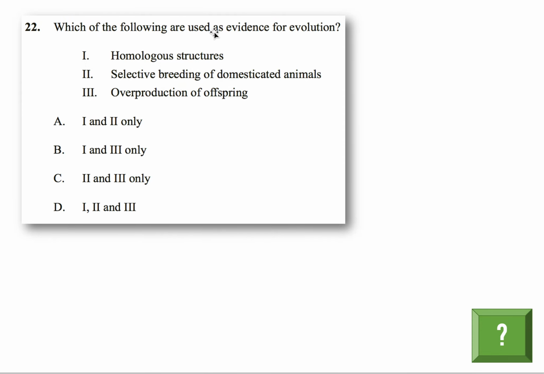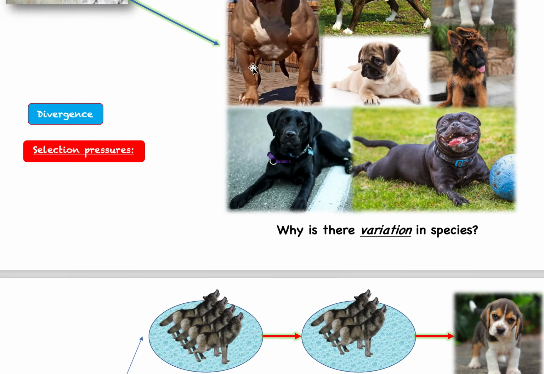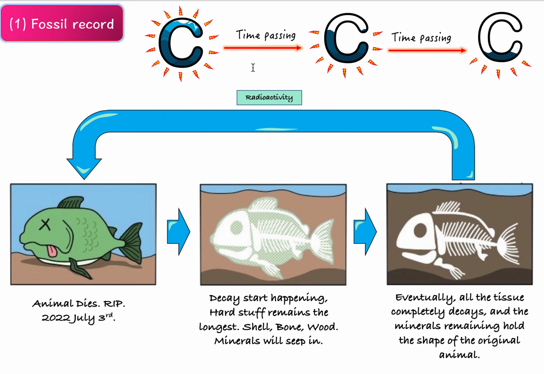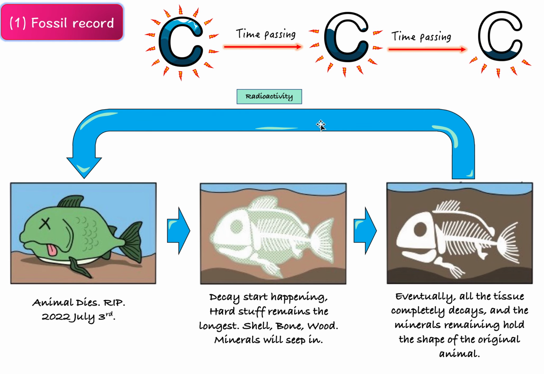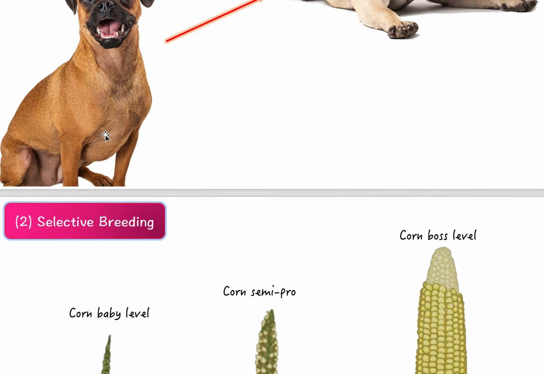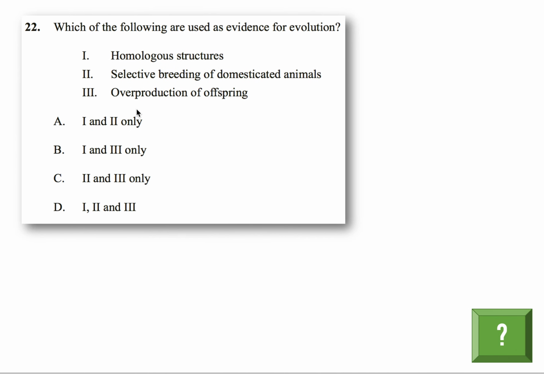Which of the following are used as evidence for evolution? So basically, you need to know a few pieces of evidence. Let me show you. So you got to remember 3 things that prove evolution, or help prove evolution. So 1, the fossil record; 2, selective breeding; and then 3, homologous structures. So all of these 3 you got to remember as evidence for evolution.